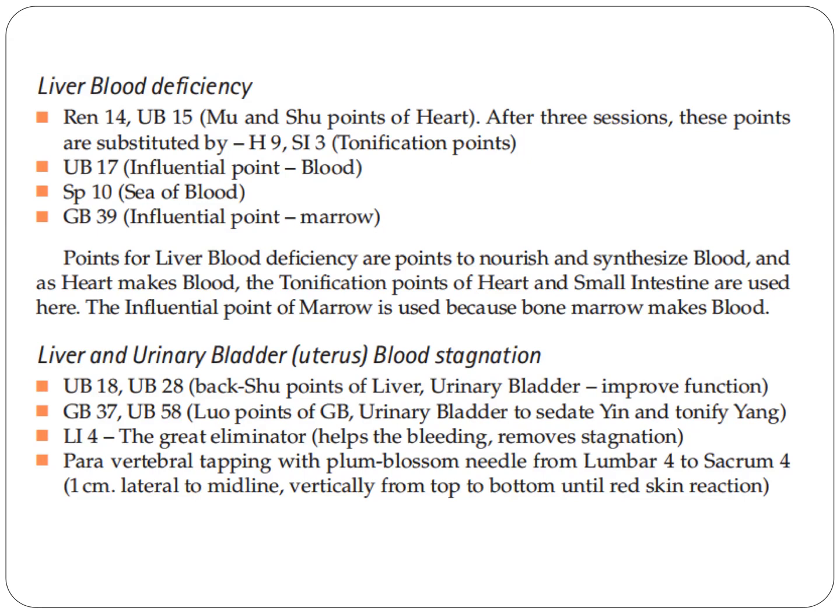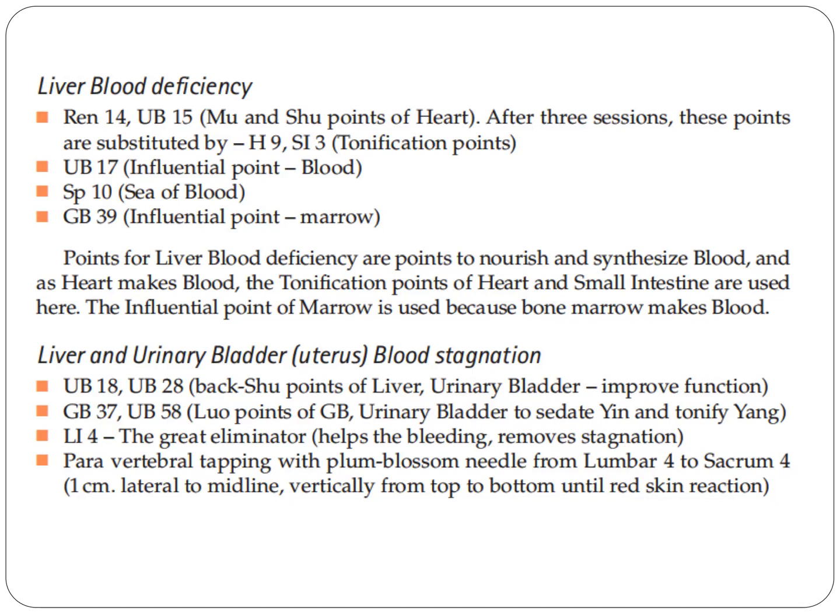Okay. So for the liver and urinary bladder, or in TCM, the uterus, the uterus in TCM is the urinary bladder, for the blood stagnation in these organs, we use bladder 18 and bladder 28, the back shu points of the liver and the urinary bladder, to improve function. We also use GB37 and bladder 58, the Luo connecting points of the gallbladder and the urinary bladder, to sedate yin and tonify the yang.